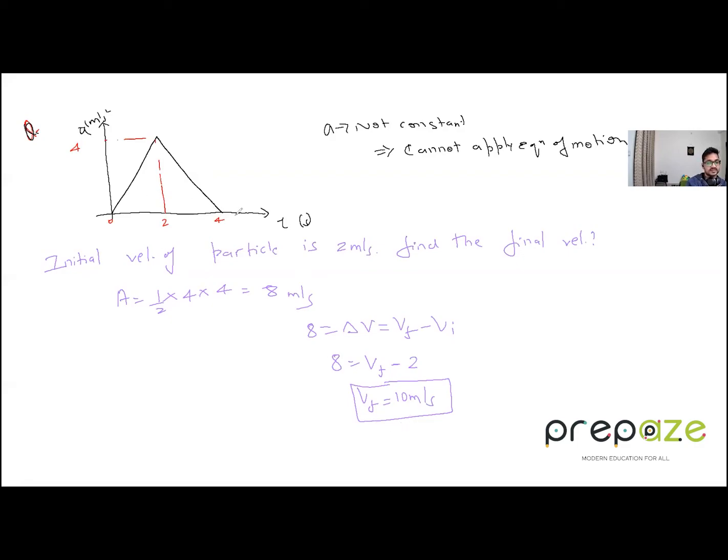So for such questions where the acceleration is not constant and is given in the form of a graph, we will be using the area concept to solve them. Don't apply equations of motion. Hope I have made this clear to you now. That's it for today. In the next session, we will be discussing projectile motion questions: what is projectile motion and what different kinds of questions can be framed from that.